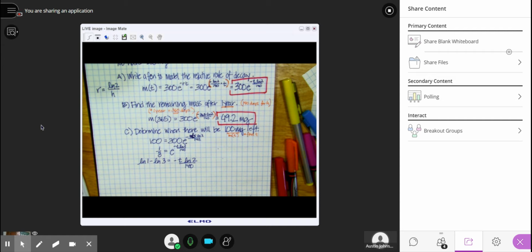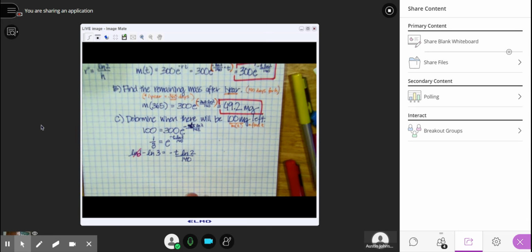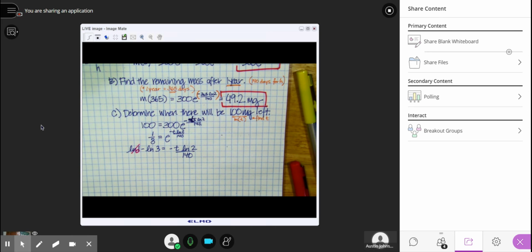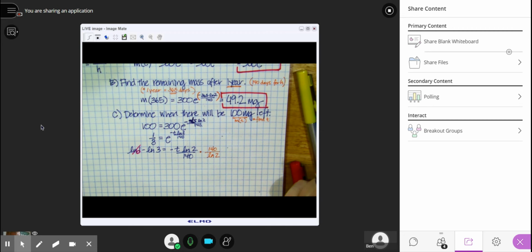And as we've said before, ln 1 is just a fancy way to write 0. Now, to get the t alone, what do we need to do? I'm actually going to go a little bit further, and I'm going to multiply both sides by 140 and divide both sides by ln 2, right?